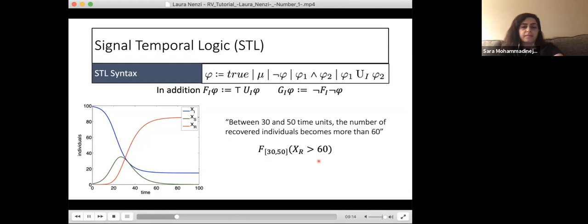Similarly, you can describe properties with the always operator, where a property should be true in a certain time interval, and then you can use the until operator to say that phi1 should be true for a certain time interval until phi2 becomes true at a time inside the interval I.